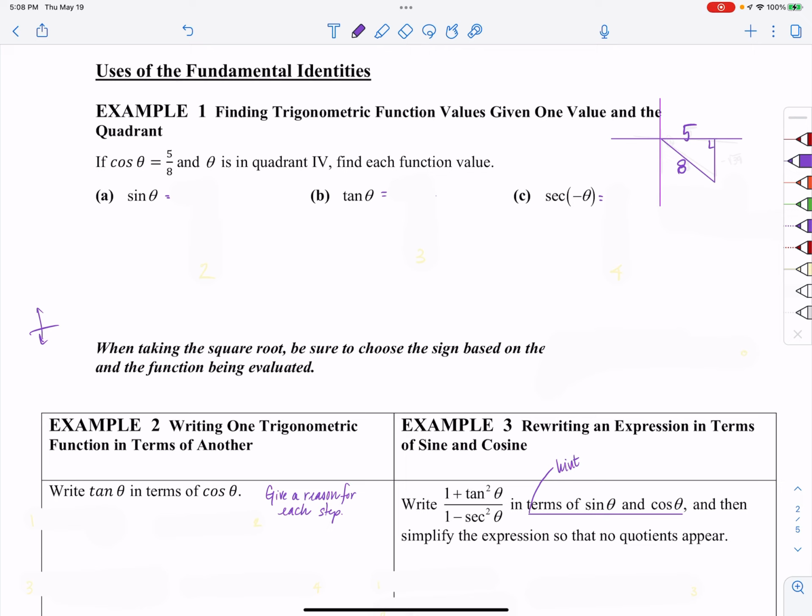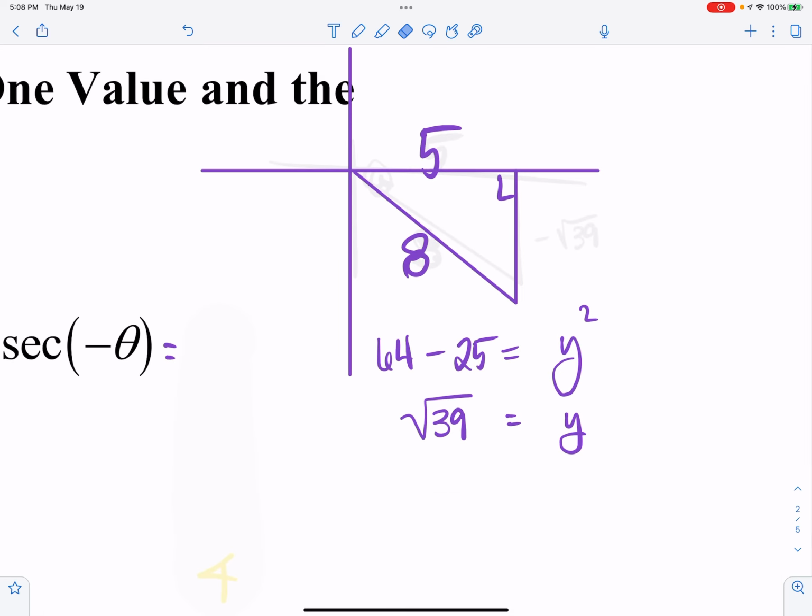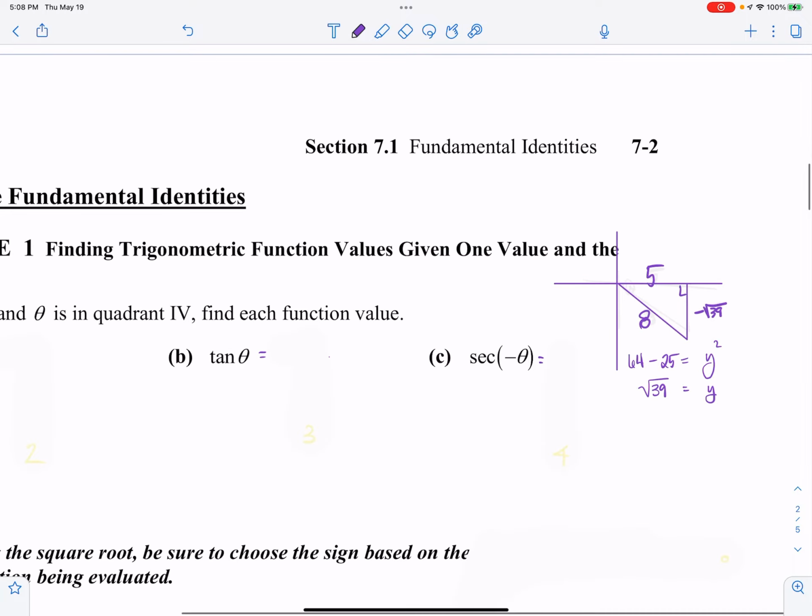So we're going to use the Pythagorean theorem here to figure out what that missing side is. So 8 squared minus 5 squared is going to give me my missing y value squared, which is going to be the square root of 39. Remember, though, that this is going down, so it needs to be a negative square root of 39. So don't forget about that.